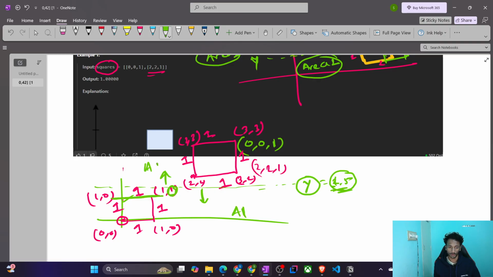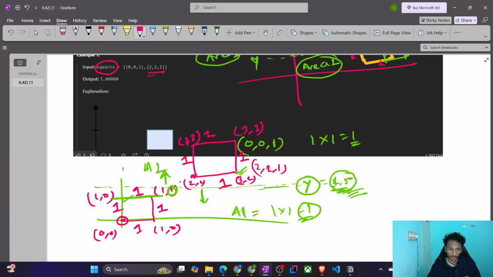This is area 2. So what will be the area of area 1? This area will be 1 into 1, so the total area for area 1 is 1. And for area 2, this is above the line y is equal to 1.5, so that area is also 1 into 1. This is 1. So both are actually equal. So this is one possible answer, one possible y value.